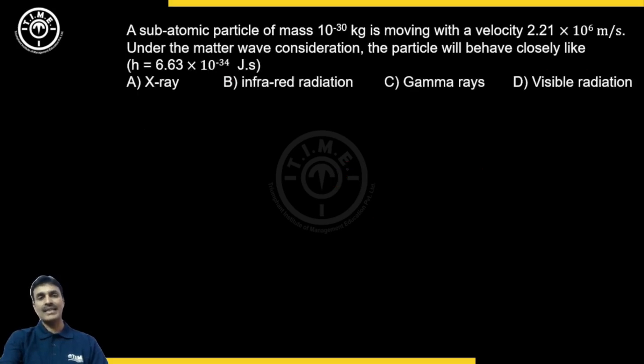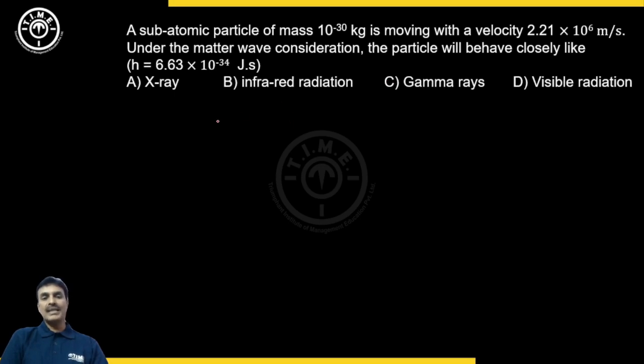Let us see another question. A subatomic particle of mass 10 power minus 30 kg is moving with a velocity 2.21 into 10 power 6 meter per second. Under the matter wave consideration, the particle will behave closely like X-ray, infrared radiation, gamma rays, visible radiation. So you need to find the wavelength using de Broglie's concept. Once if you know the wavelength, that wavelength belongs to which of these four? That's what we have to check.